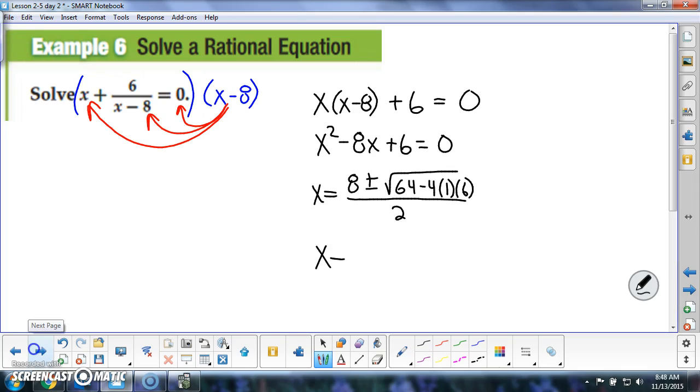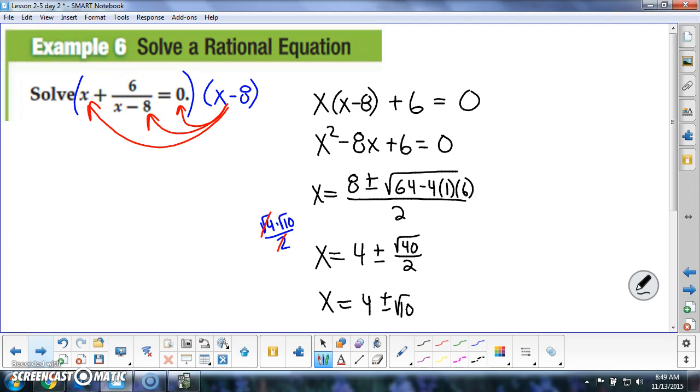So in solving with the quadratic formula, we end up getting 8 over 2, which is 4, plus or minus. This is going to give us 64 minus 24, which is the square root of 40, still being divided by 2. Now the square root of 40 can be broken down into square root of 4 times square root of 10. Again, that's still over 2, and thus you can cancel the square root of 4 and the 2, and you just get 4 plus or minus square root of 10.